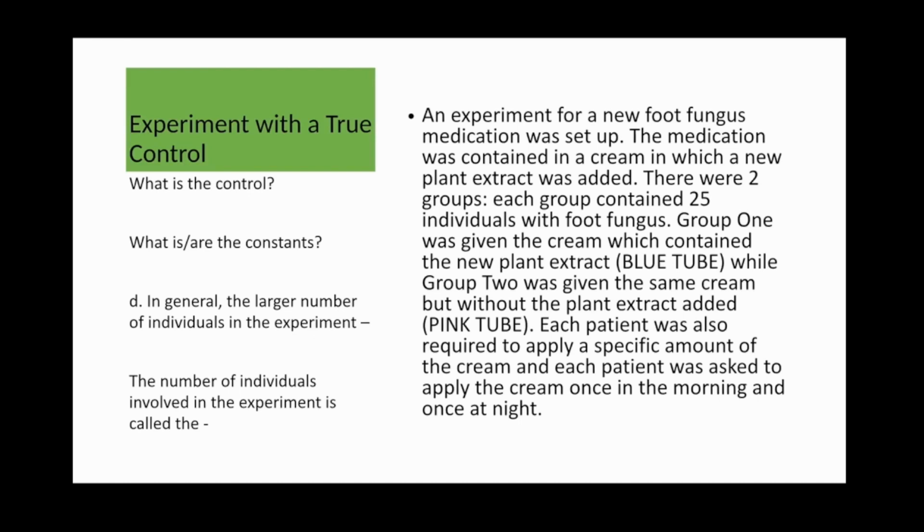So let's look at one last example. I believe this is the last example. So an experiment for a new foot fungus medication was set up. The medication was contained in a cream in which a new plant extract was added. There were 2 groups. Each group contained 25 individuals with foot fungus. Group 1 was given the cream, which contained the new plant extract. So this was a blue tube. While group 2 was given the same cream, but without the plant extract added.